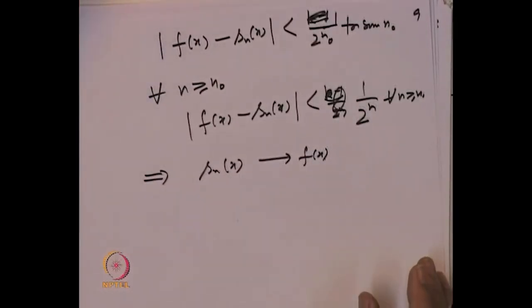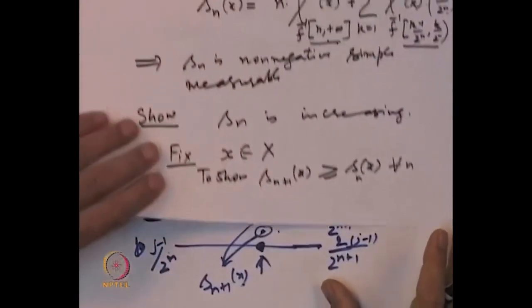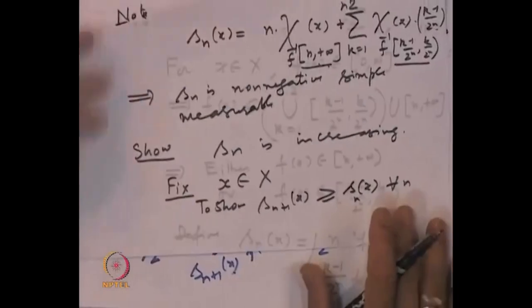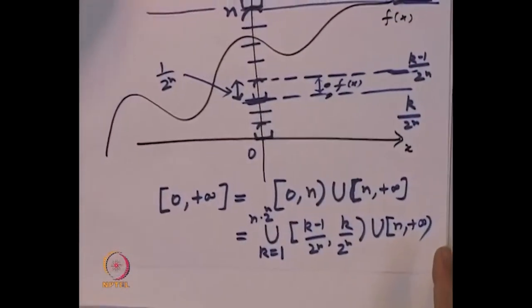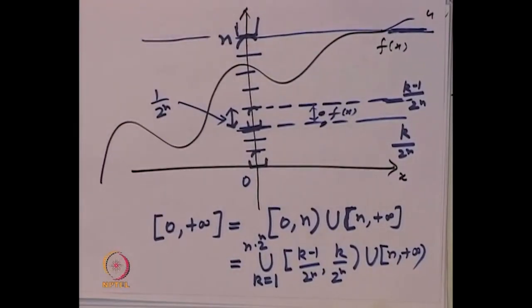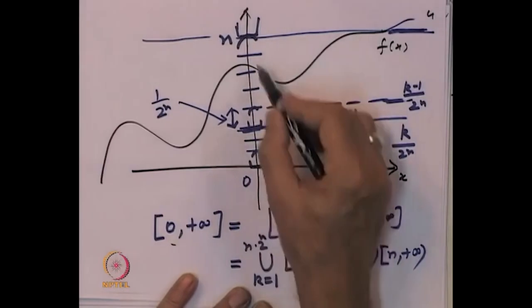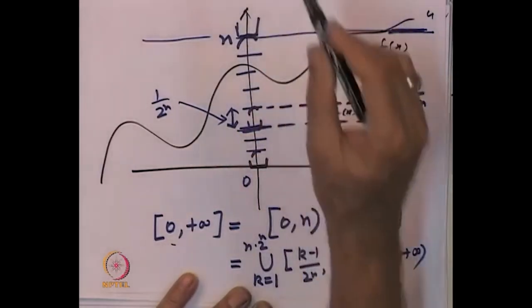So, let me just go over the construction once again to understand, because this is an important construction. Given a function f which is non-negative measurable, we want to construct a sequence of simple functions which are non-negative, which are increasing, and they converge to f of x. So what do we do? We divide the range. We partition it into 0 to n, and n to infinity upwards.